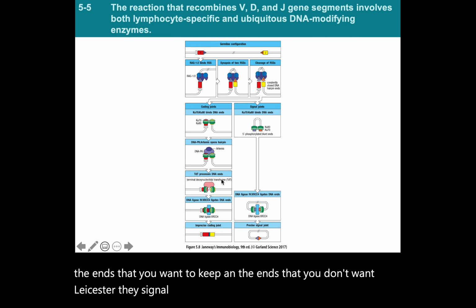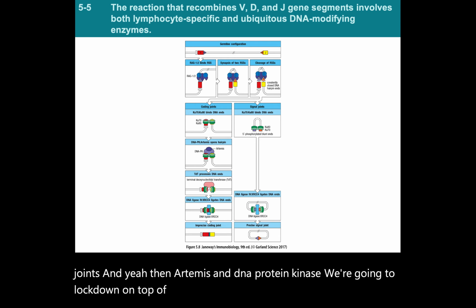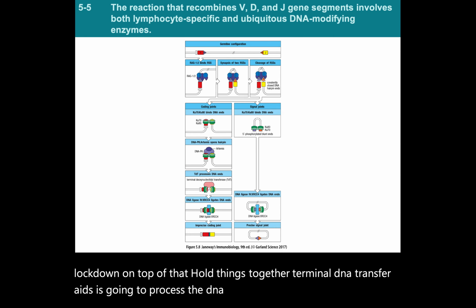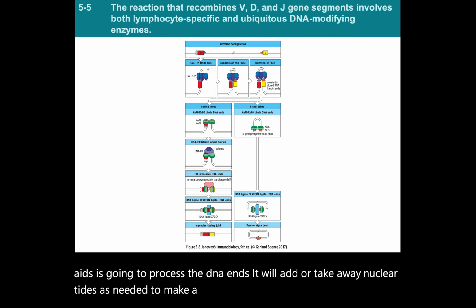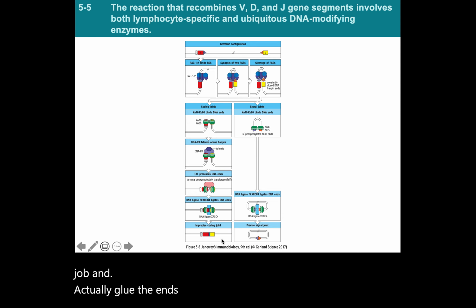The ends you want are going to be the coding joints. And then Artemis and DNA protein kinase are going to lock down on top of that, hold things together. Terminal DNA transferase is going to process the DNA ends. It'll add or take away nucleotides as needed to make a join. And then DNA ligase 4 can finally come along once all these things have done their job and actually glue the ends together. And boom, you got it.